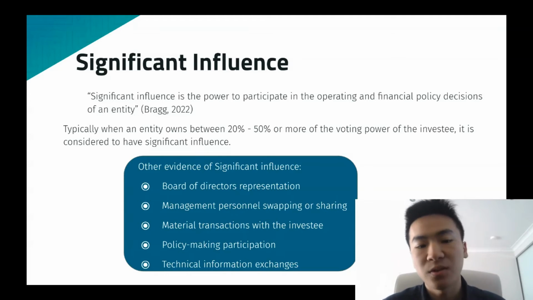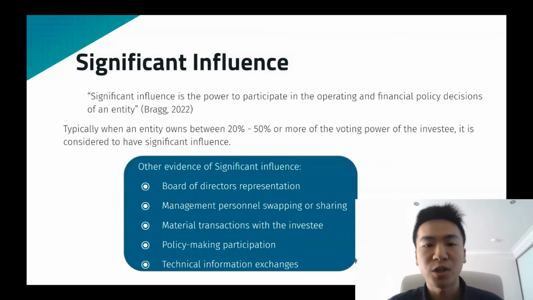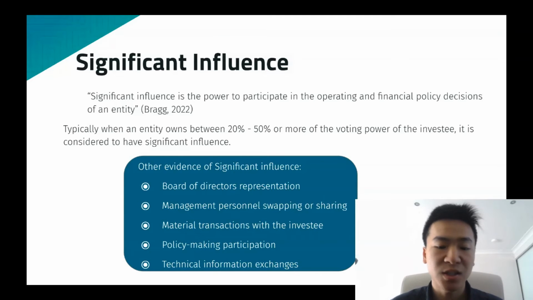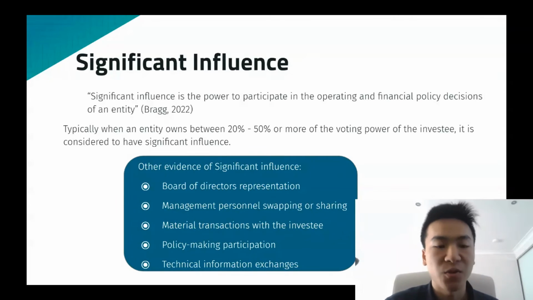It is also considered to have significant influence where they have board of directors representation, where basically their own employees are listed as board members. Management personnel swapping or sharing, so this is more at an operational level. Material transactions with the investee, where you have upstream or downstream transactions between the investee and investor. Policy-making participation, so anything from operating policies to public policies. And technical information exchanges, where one company, such as the investee, being specialized in a specific area, can offer services to the investor.